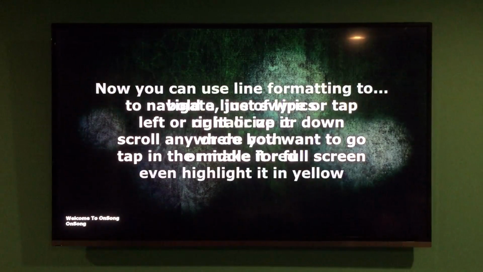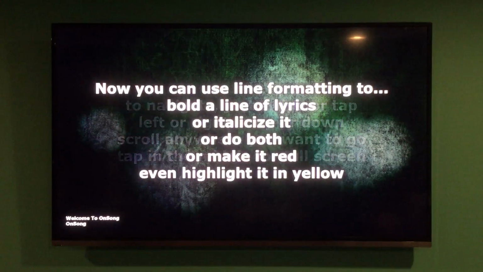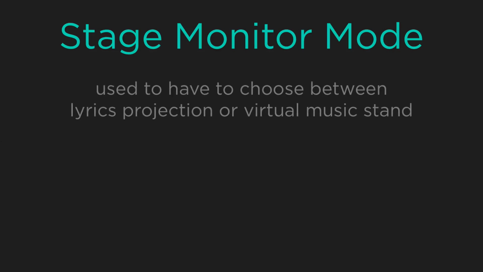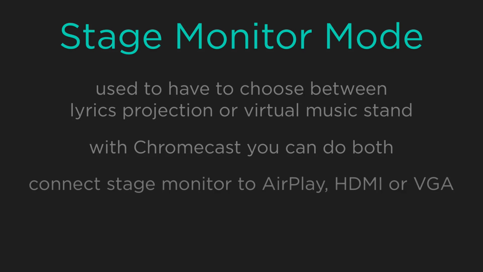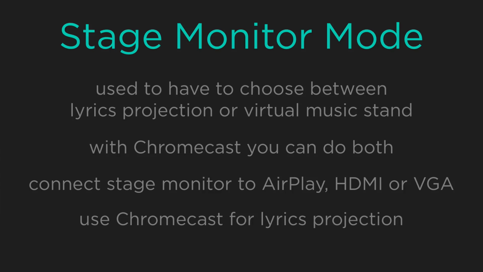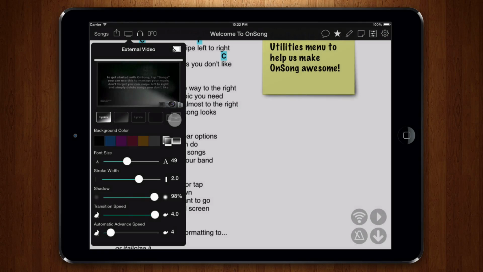OnSong can also use external video to display virtual music stands or confidence monitors for your team. Before Chromecast lyrics projection, you needed to choose one or the other. Now you can have both. Connect your stage monitor devices with HDMI or Apple AirPlay and use Chromecast for lyrics projection. The mirror mode button now operates independently of the background toggle buttons on the left.